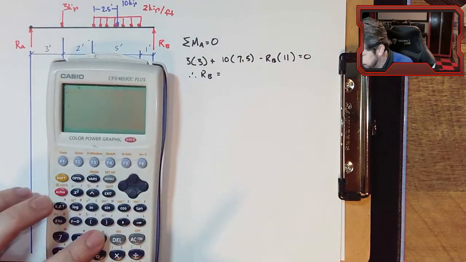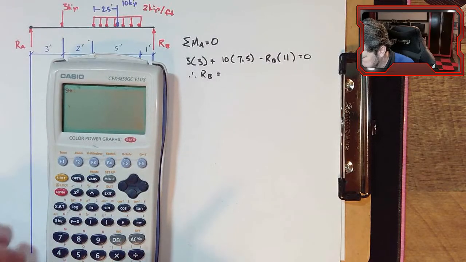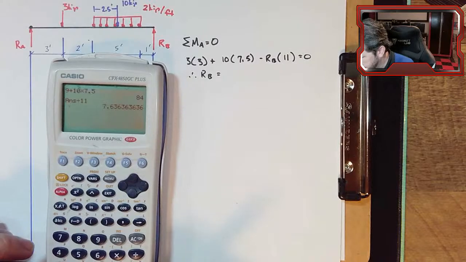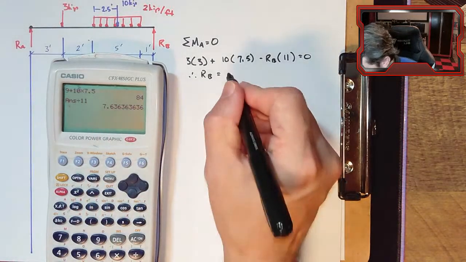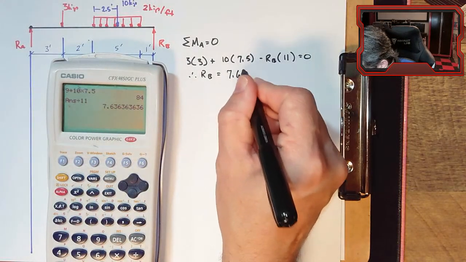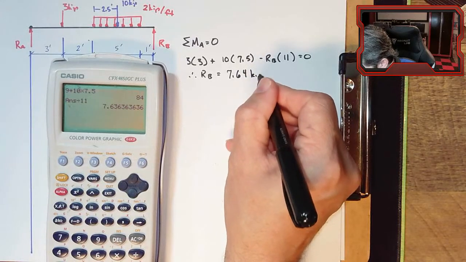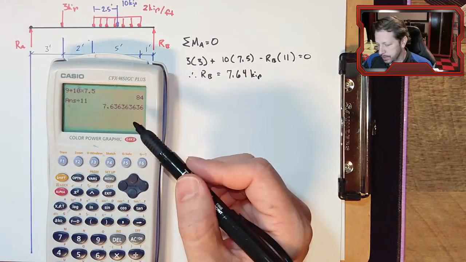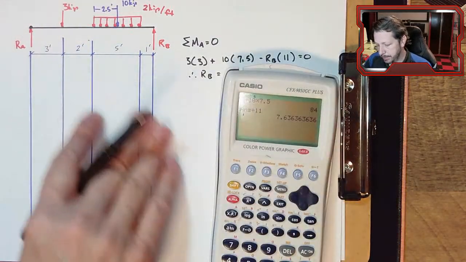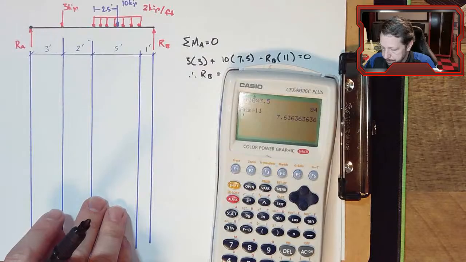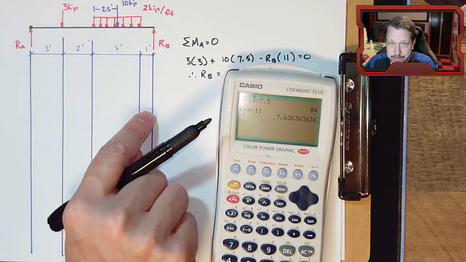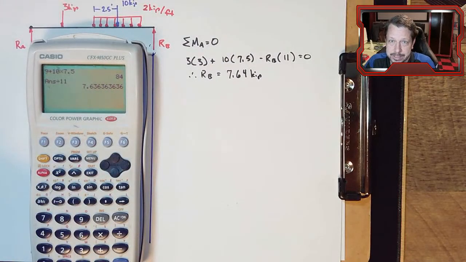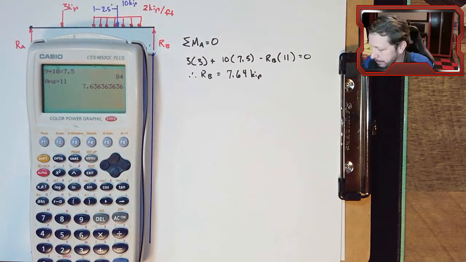So 3 times 3 is 9, plus 10 times 7.5, divided by 11, is 7.64 kips. Now I'm rounding a bunch of these numbers off. Remember, when you draw a shear and bending diagram, you start and end at 0. Since I'm doing some rounding, I may not end exactly at 0, particularly on the bending moment diagram.